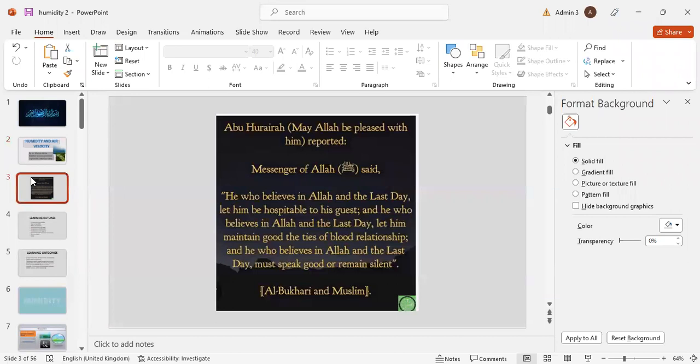Hadith of the day. Abu Huraira, may Allah be pleased with him, reported that the Messenger of Allah, peace be upon him, said: He who believes in Allah and the Last Day, let him be hospitable to his guest; and he who believes in Allah and the Last Day, let him maintain good ties of blood relationship; and he who believes in Allah and the Last Day must speak good or remain silent.